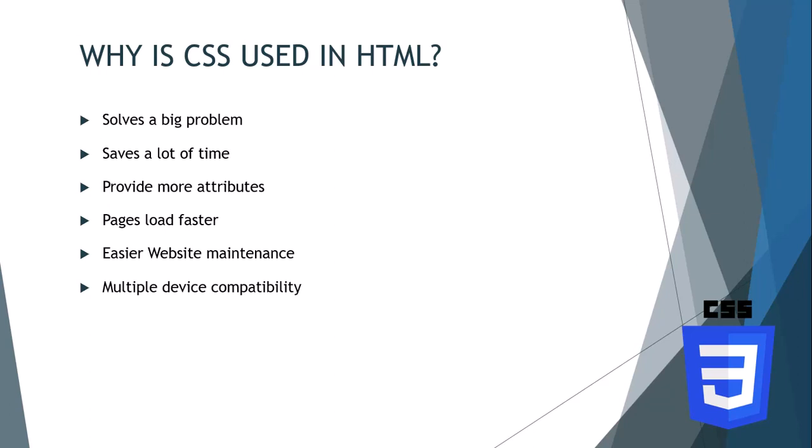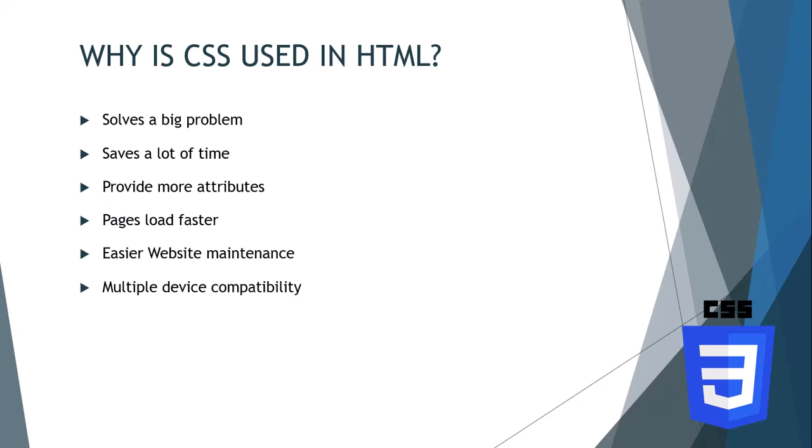So it won't be easy for you to write your HTML code in one file, then create another file, then start writing the CSS code for each of the elements in the HTML. So the easiest part for you is to write the CSS style inside the HTML file document, which is the most preferred way. Now, number 3, provide more attributes. Number 4, pages load faster. Number 5, easier website maintenance. Number 6, multiple device capability.